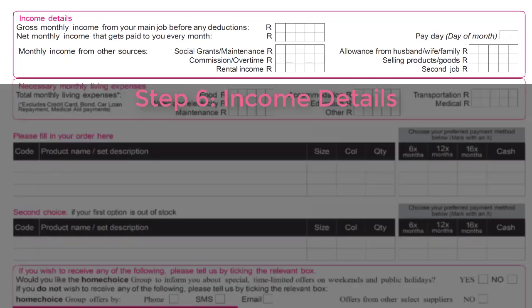The income details section is important, and if the customer objects to this, advise them that they cannot apply for credit without these details and suggest to them to complete a cash order instead. We require the customer's gross monthly income before any deductions, their net monthly income paid to them, and their pay date. We also require the breakdown of their monthly income from other sources like social grants, maintenance, and allowance from their husband or wife, commission, overtime, selling any goods or products, rental income, and a second job.